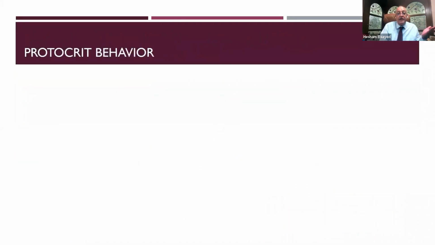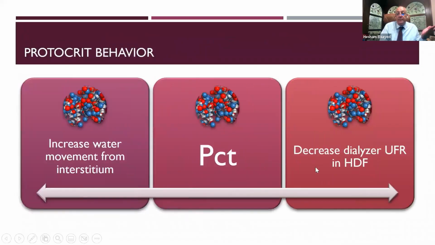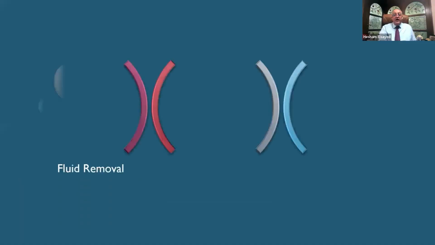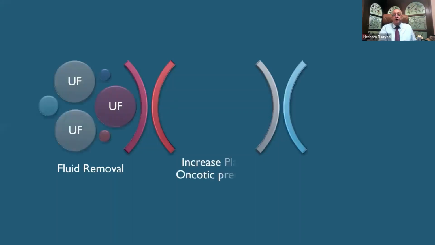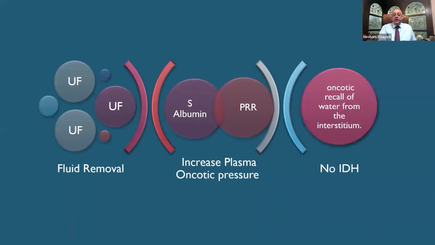So this is the protocrit, equivalent to the hematocrit, and the protocrit increase draws water movement from the interstitium, but of course it has a bad effect on patients on dialysis like hemodiafiltration, because it blocks the dialysis membrane, causing clogging and failure of the filtration. So if you have fluid removal with ultrafiltration, there is increased plasma oncotic pressure, the oncotic recall of water from the interstitium, with no intradialytic hypotension.